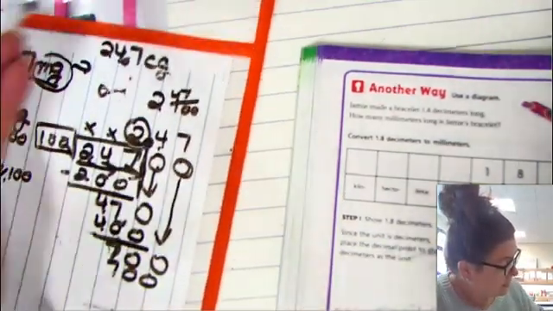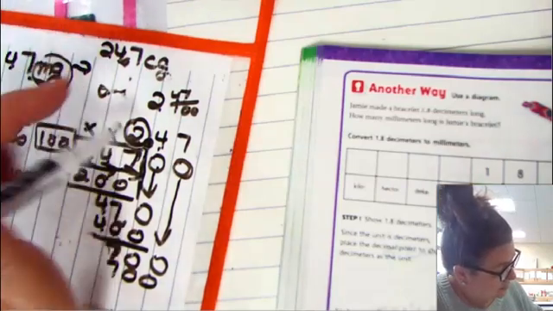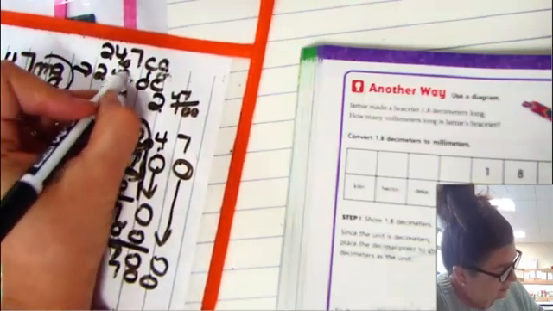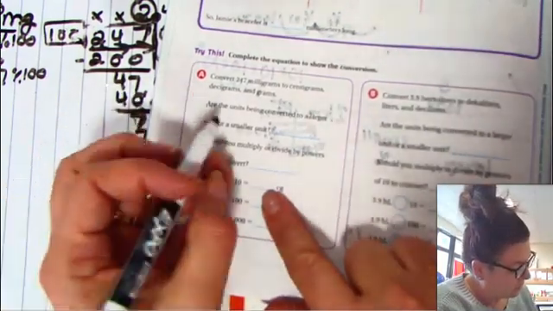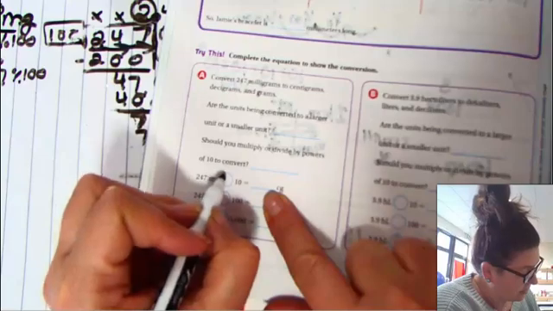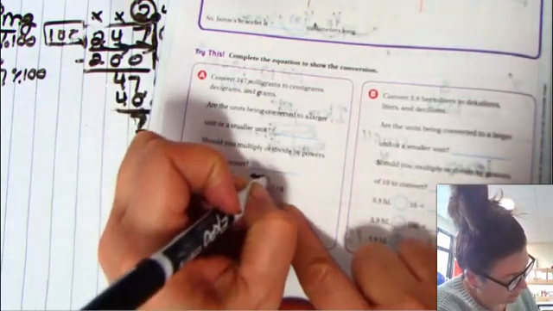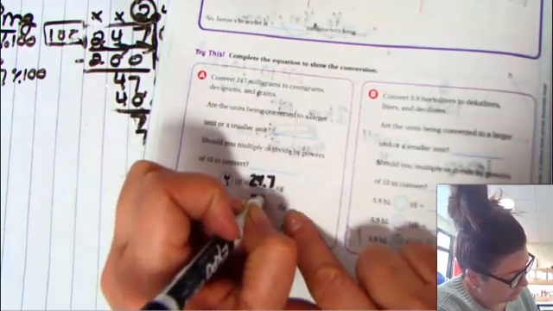All right, so now this is the next conversion. Milligrams to decigrams would be 2 and 47 hundredths. So I think it wanted you to show that right here. I divided by 10, do you remember that? Which made 24.7. This one I divided by 100, which gave me 2.47.